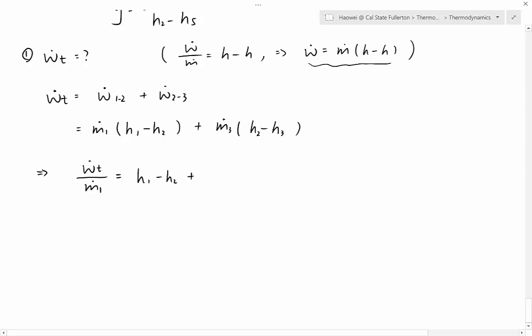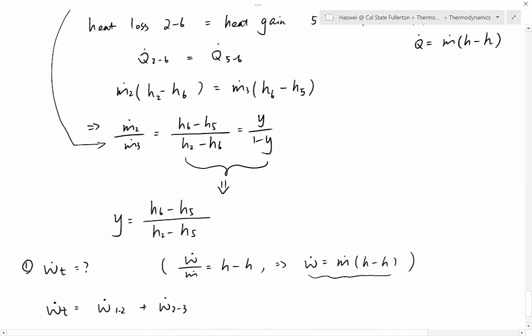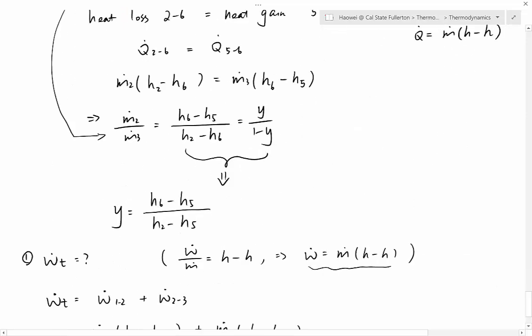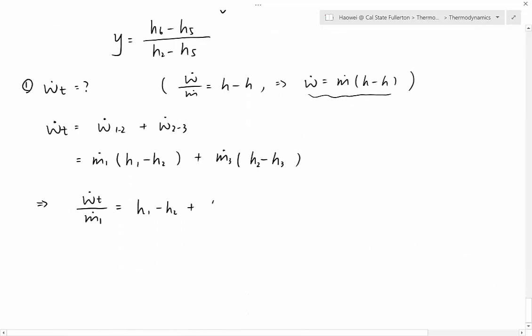What is m dot 3 over m dot 1? Let's take a look. M dot 3 over m dot 1 right here has a name. What is it? It's 1 minus y. So here it becomes 1 minus y, then multiply by H2 minus H3.